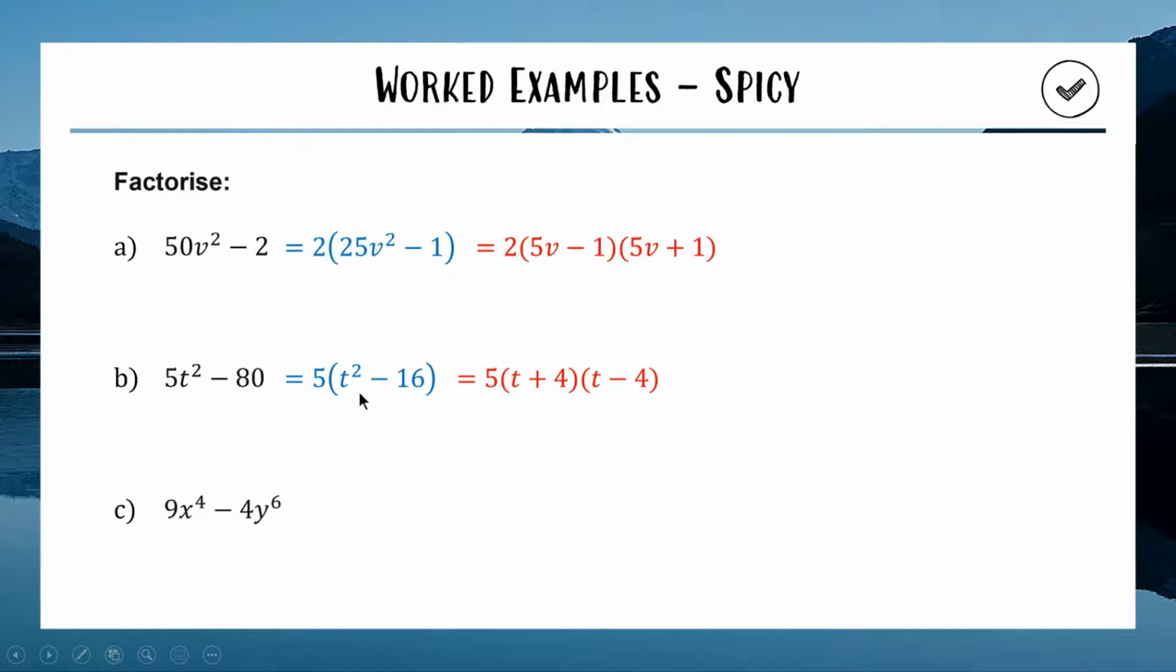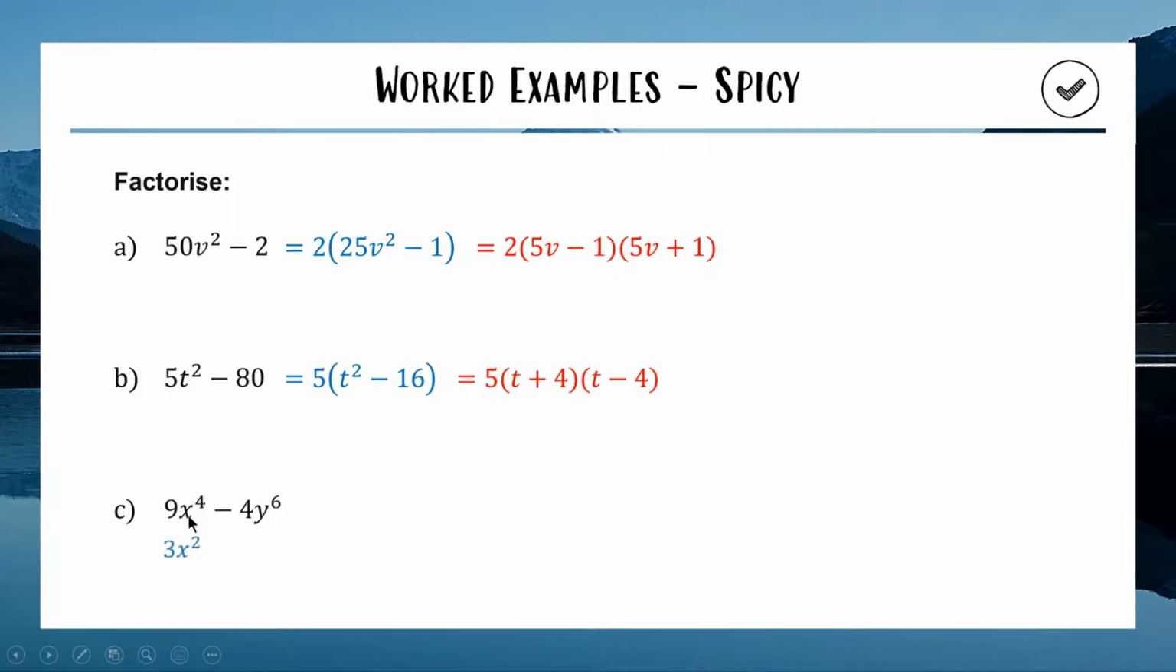Okay, and C's got a bit of extra spice. So 9 and 4 are both square numbers, so we're good to go on that front. We've got 3 times 3 and 2 times 2. Now we've got to think about x to the power of 4. Is that something being squared? Well, let's think. What is x squared multiplied by x squared? What do you know? It's x to the power of 4. So x to the 4 is actually x squared squared. Likewise, y to the power of 6, that's y to the 3 multiplied by y to the 3. So y to the power of 6 is y cubed squared.